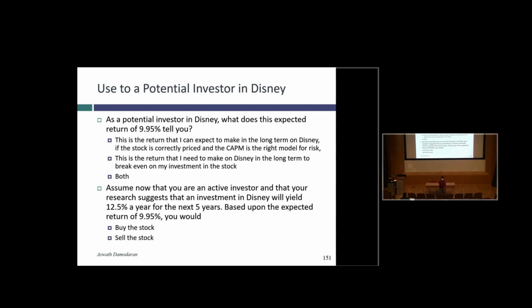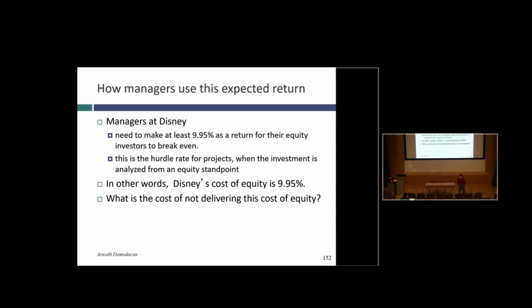But let's turn the tables. You were investors, I was the company, right? I'm the CFO of Disney. What does this hurdle rate become to me? If you as equity investors need to make 9.95% just to break even, not even to be happy, guess what I have to do? I have to try to deliver a return on the equity invested in this company that at least matches the 9.95% and hopefully makes more for you.